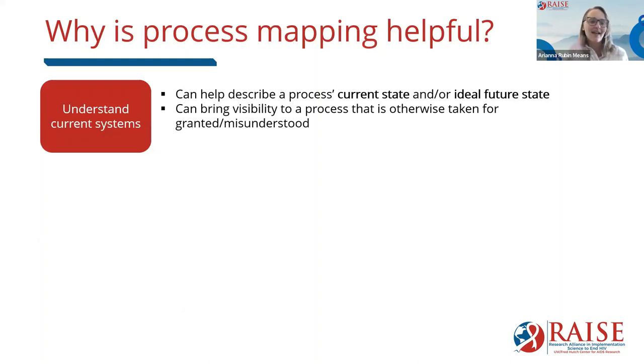So why exactly are process maps helpful? I've already mentioned quite a number of reasons, but first, they can help us understand current systems. They can help describe a process's current state or an ideal future state, and they can bring visibility to that process that might otherwise be misunderstood.